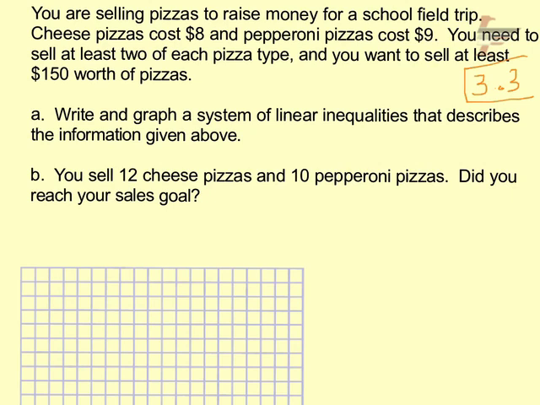And you can use any variables you want. I know most people choose X and Y just because they seem to be the variables that are always used. I might use C and P for cheese and pepperoni. So I'm going to say let C equal the number of cheese pizzas, and P will equal the number of pepperoni pizzas.